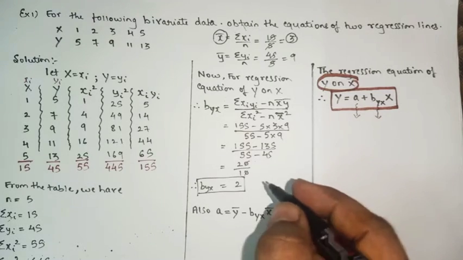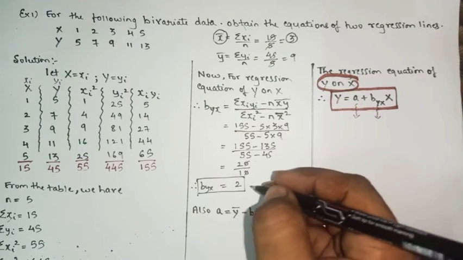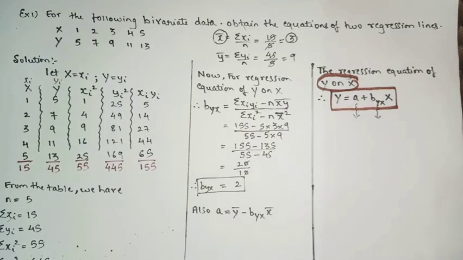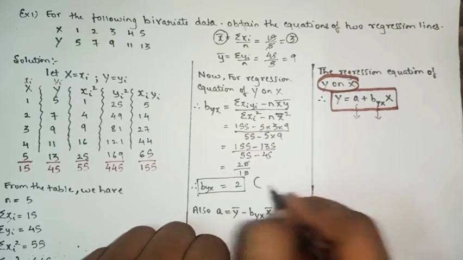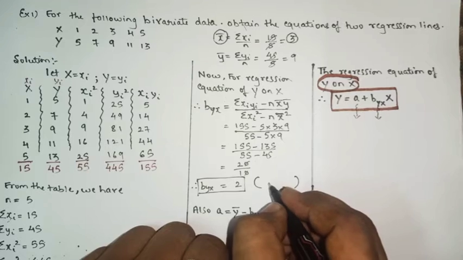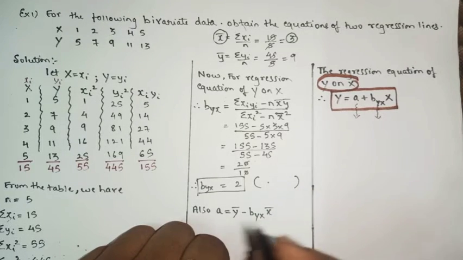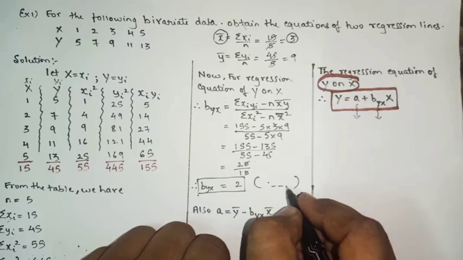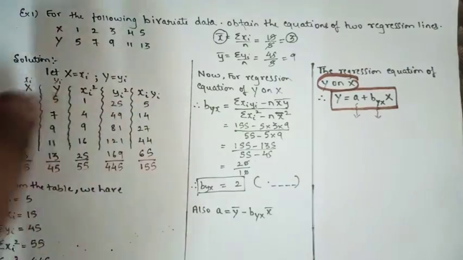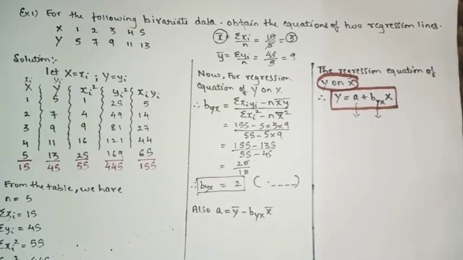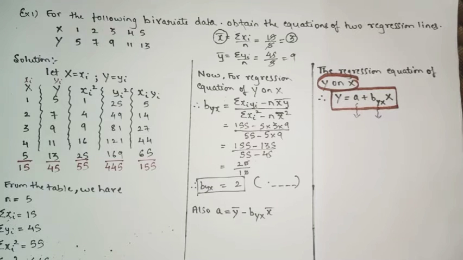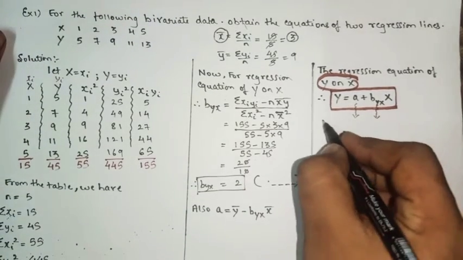Remember, sometimes what will happen is that we directly get the value of byx, as 2 here. But sometimes you will get the answer in decimals, and you will find byx up to 4 decimal places. For this sum, we directly got the answer 2. But in some sums, you will see that the answer will be in decimal form, so up to 4 decimal places you have to find your answer. Remember this, okay?